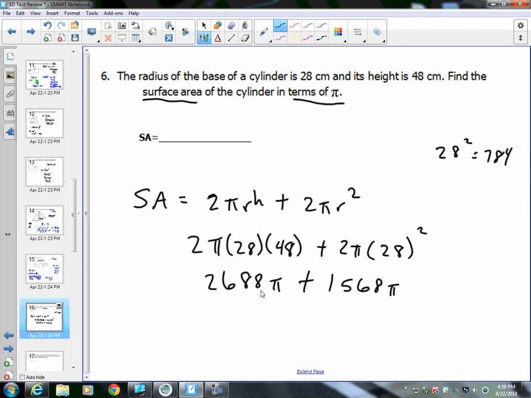Now we can just add these two numbers together. So 2,688 plus 1,568, we get 4,256 pi. And that is our total surface area. Now, thinking about this, since it's area, what would be our units? Well, the units is centimeters, and area tells us squared. So centimeters squared.